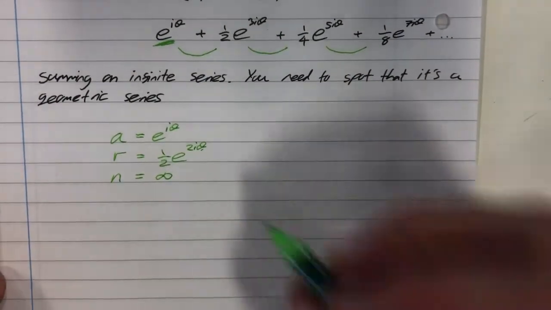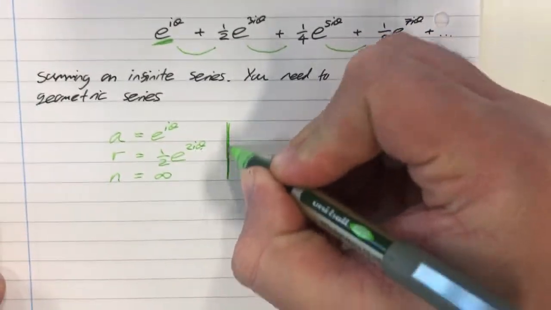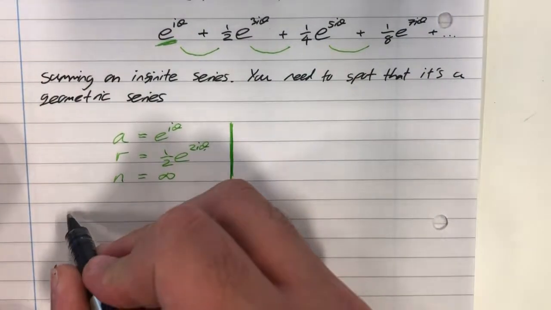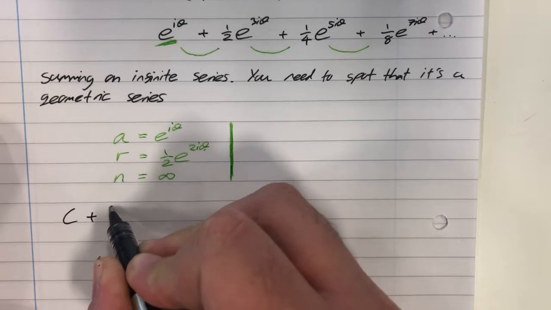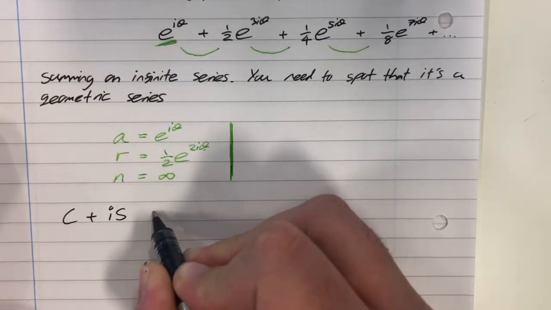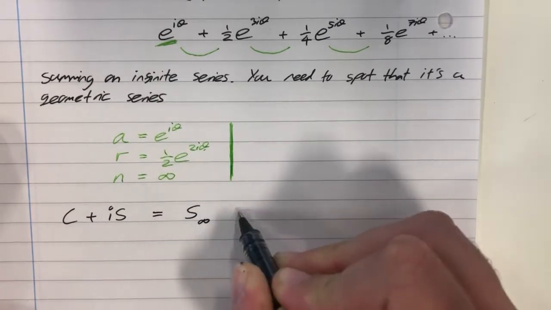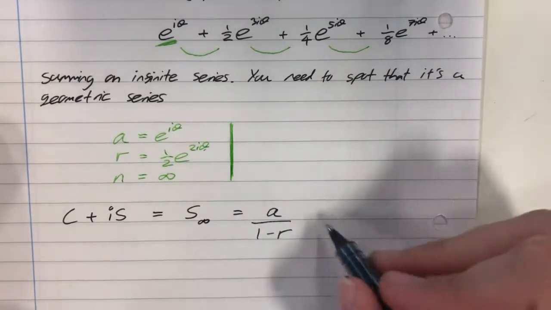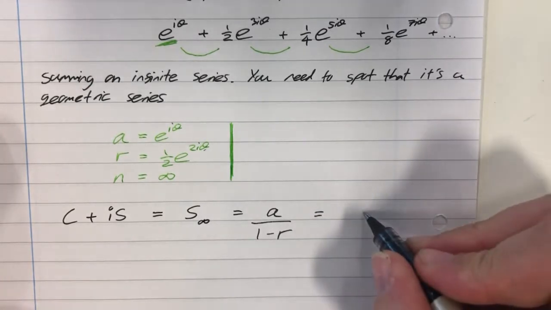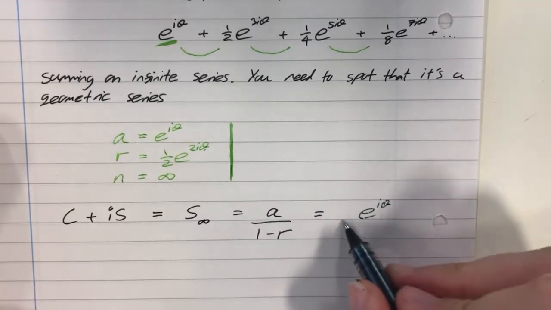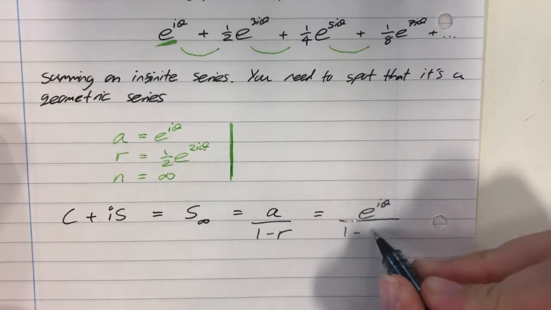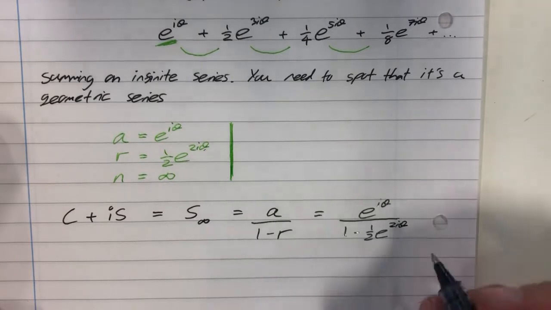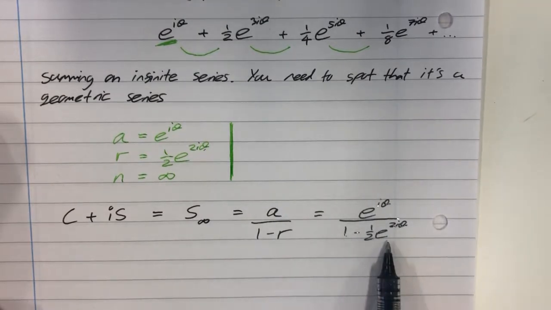And now with those three definitions that we've extracted from the infinite series, we can state C plus iS using the formula for summing an infinite geometric series. So S infinity is equal to a over 1 minus r. And that is going to be e to the i theta divided by 1 minus a half e to the 2i theta. Okay, so that's a over 1 minus r.